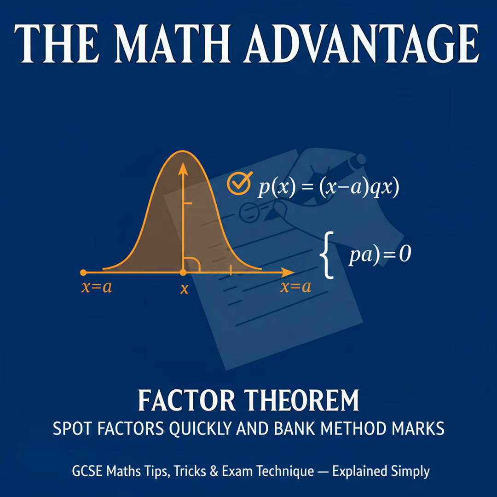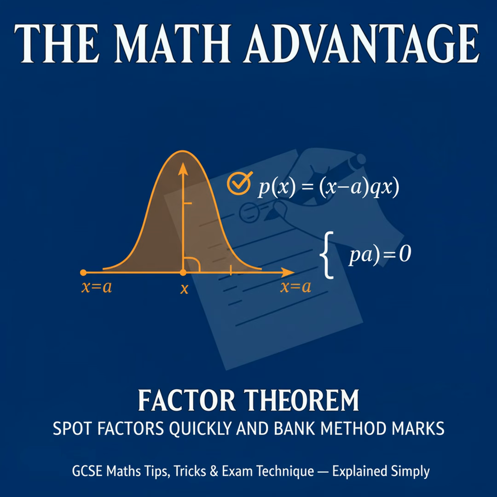Synthetic substitution quick method. Write coefficients in a row, bring the first down, multiply by r, add, repeat. The final number is the remainder. If 0, you have a factor. Practice this so that in your exam you can test a candidate root in 10 seconds flat.